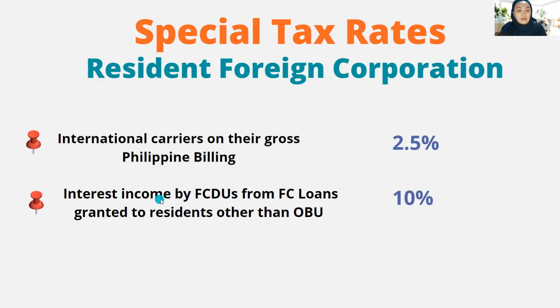Okay, so the interest income earned by this resident foreign corporation, which has a foreign currency deposit unit. So aside from a domestic corporation, a resident foreign corporation may also have their FCDUs. So it's not limited to domestic banks. Of course, being banks, they earn their income from interest from loans. So the perspective is that of a corporation which operates as a bank. If it offers foreign currency loans, and as a result of that loan it earns interest income, such interest income by the foreign currency deposit unit is taxed at 10%.